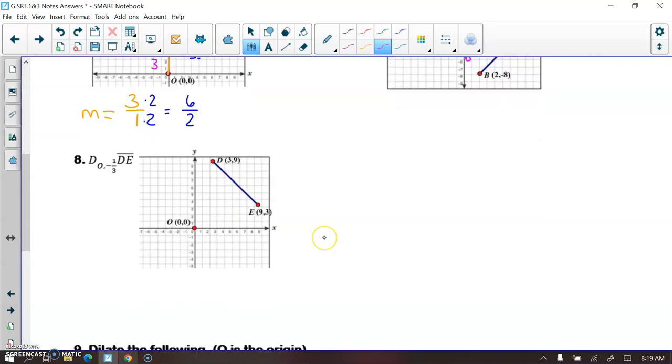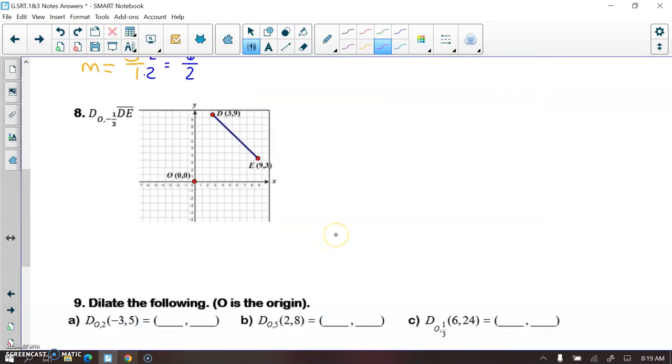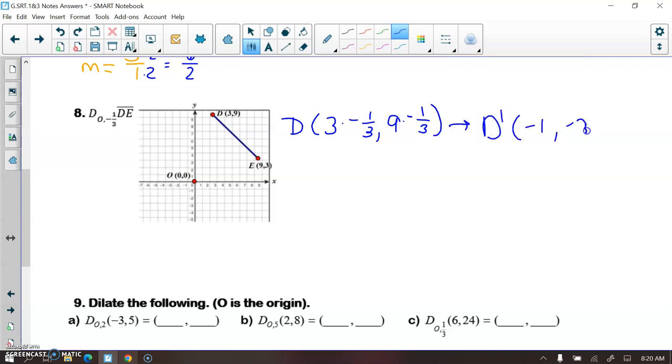All right, and then number 8 for this one, I have a scale factor of -1/3. I can take the x and y values of D and E and just multiply them by my scale factor because we're doing a dilation from the origin. So for D, I would take 3 and multiply it by -1/3, and I'd take 9 and multiply it by -1/3. And so D prime, I would wind up at (-1, -3).